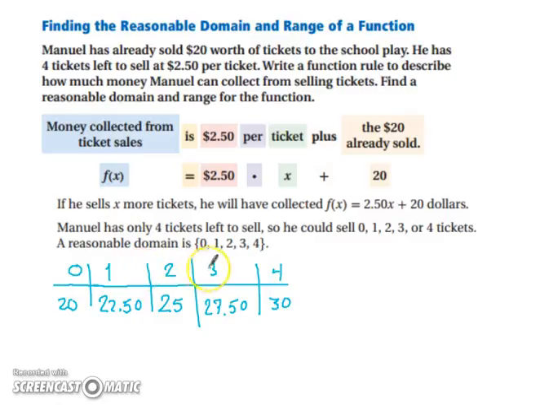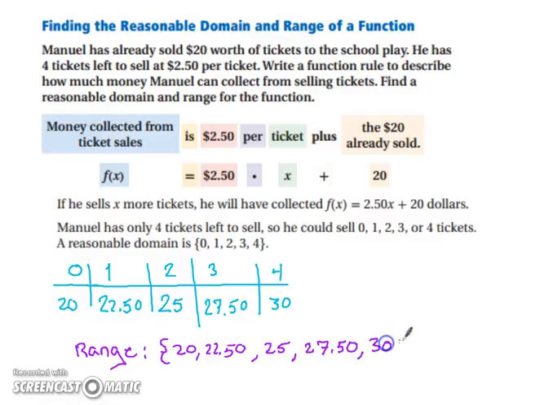So your domain is that top, and your range is your bottom. So therefore, your range is going to be 20, 22.50, 25, 27.50, and 30. And that ends our lesson on writing functions.